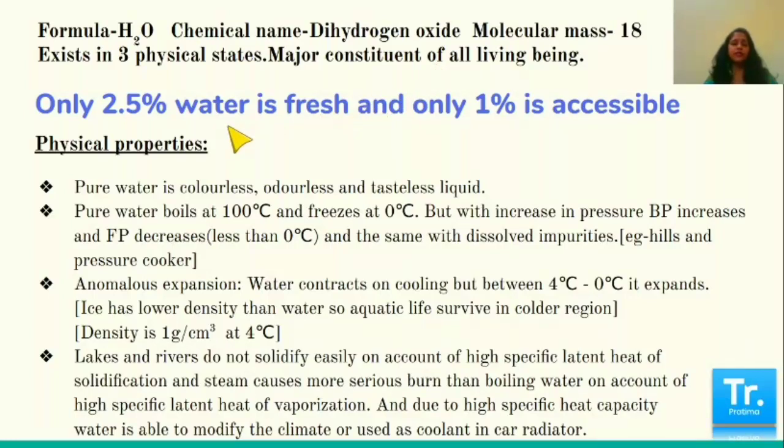But out of that entire 70%, only 2.5%, which is very little, 2.5% of water is fresh for use, and only 1% is accessible because the rest is frozen in the ice caps and in the polar region. So just imagine how little water is available for us for drinking purpose and etc. Therefore we should always conserve water and avoid wasting it.